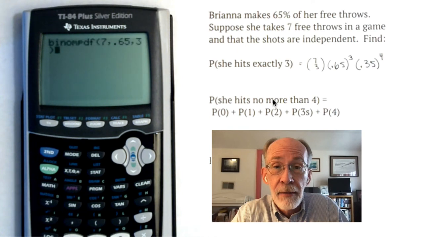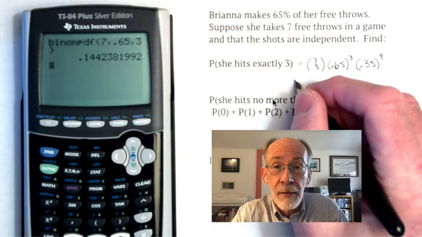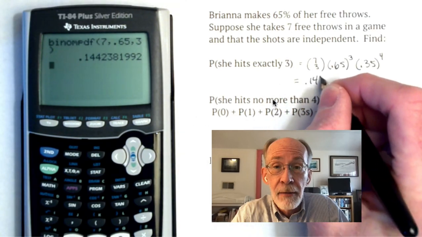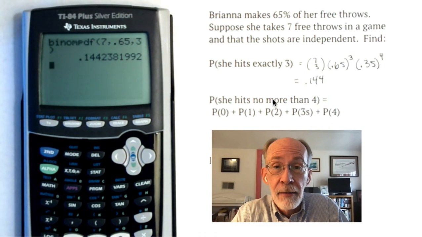Now, if you have an old enough calculator, instead of seeing a dialog box, you'll just see the binompdf command with an open parenthesis. All you have to do is enter your n, a comma, your p, a comma, and then the number of successes that you're asking about. I hit enter, I get about 0.144. And I'm going to boldly claim that that's exactly what you would get if you use the formula as we wrote it out there.